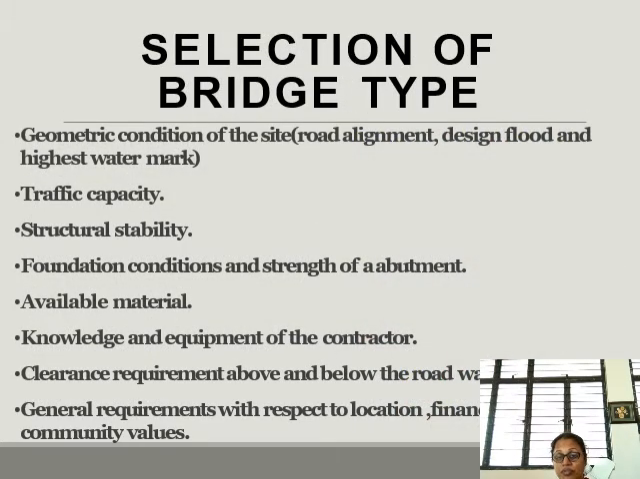What type of bridge I am going to select depends upon the geometric condition of the site: what type of road alignment, the design plan, the high water level, then the traffic capacity, structural stability, foundation conditions, what are the locally available materials, the equipment, the knowledge of the contractor, the clearance required above the road level. These are some of the aspects that should be considered while selecting the bridge type.